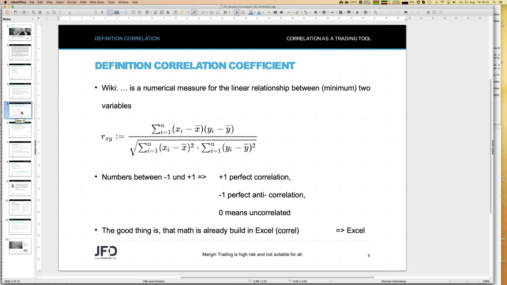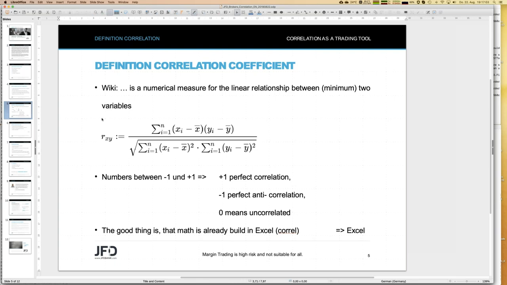Or if you look to Wikipedia, it's a numerical measure for the linear relationship between two variables. I think if I would have introduced everything with exactly that sentence, a few people would have jumped out as well. And it's much easier than you may think. To measure correlation is really easy. I will give you some examples in a minute, but let me tell you first, it's just a number between minus one and plus one.